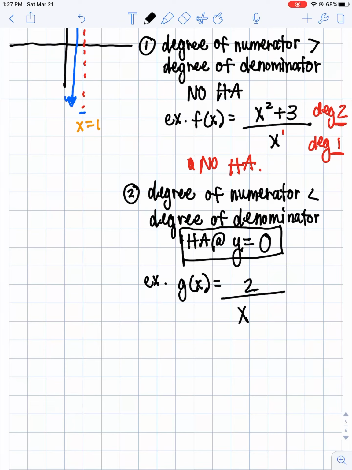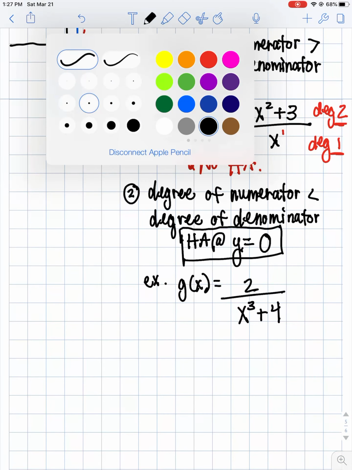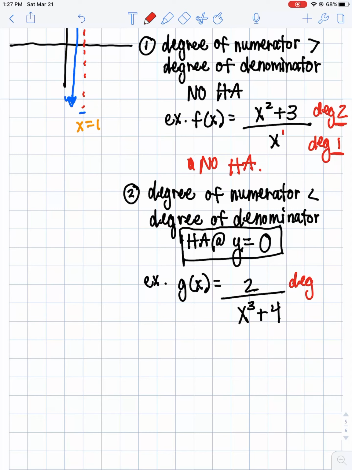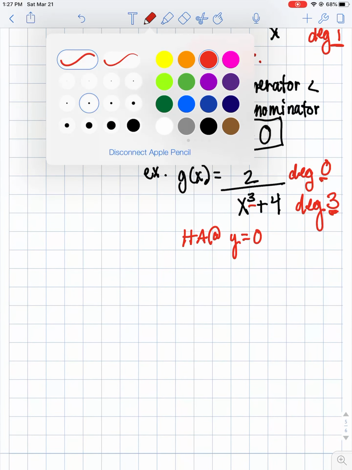Let's do g of x equals 2 over x cubed plus 4. Okay, so the degree of the numerator. Some of you are like, I don't know what the degree of the numerator is. The degree of the numerator is actually 0, and the reason is 2 is a constant. So the degree of constants is 0. Okay, the degree of the denominator is clearly 3 because the biggest exponent is 3. So obviously the denominator's degree is larger than the numerator's degree. And so there is a horizontal asymptote at y equals 0 for that problem.